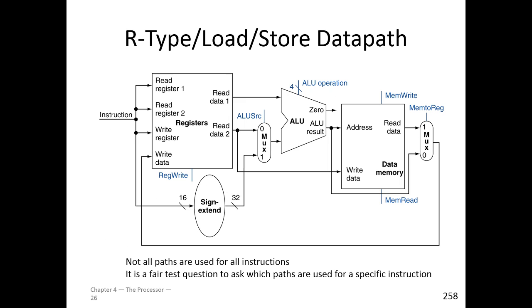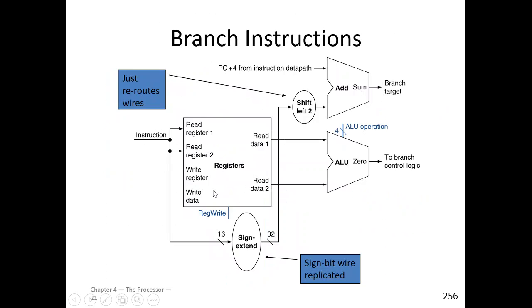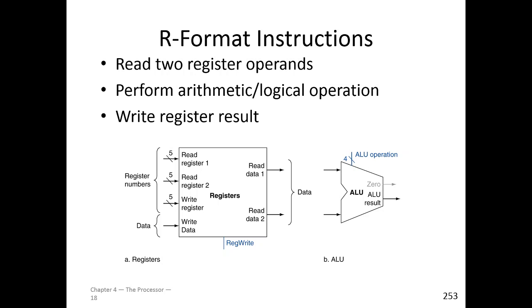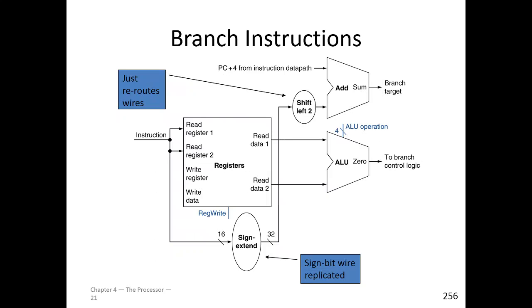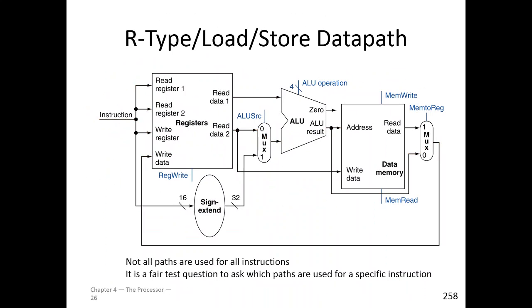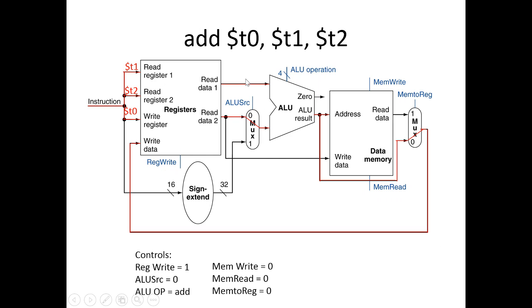Okay, so putting together the R-type and load/store data paths, we can combine them. We take the parts of R and the parts of load/store and put them together, and we can now create multiple paths depending on what is being accomplished. But recognize there are paths that aren't necessarily used for all these instructions.